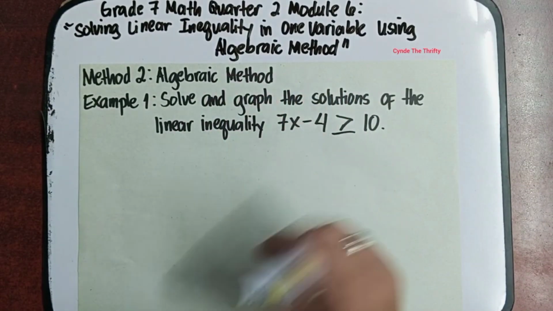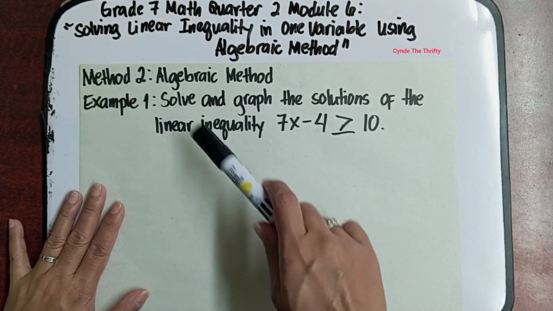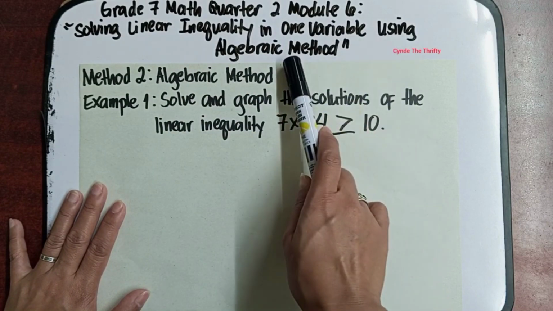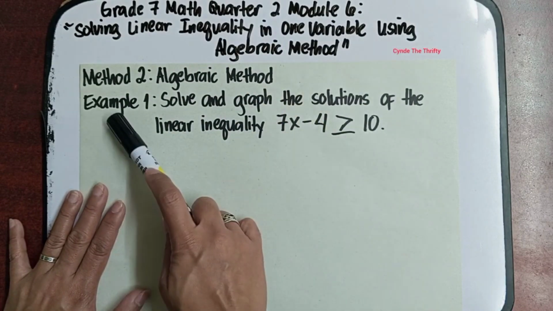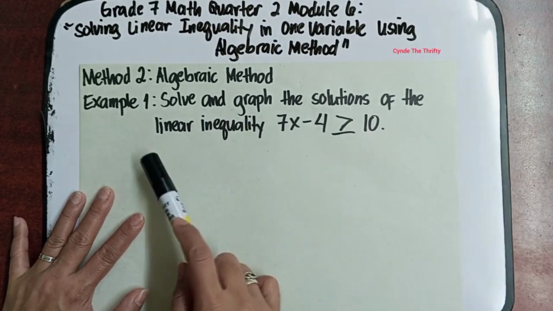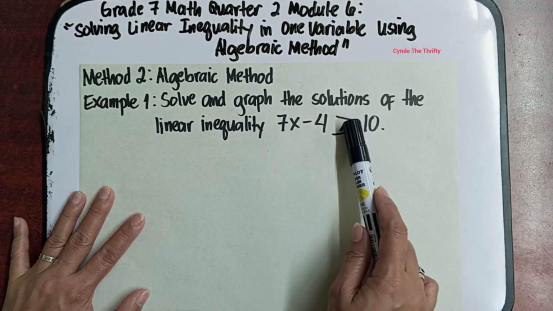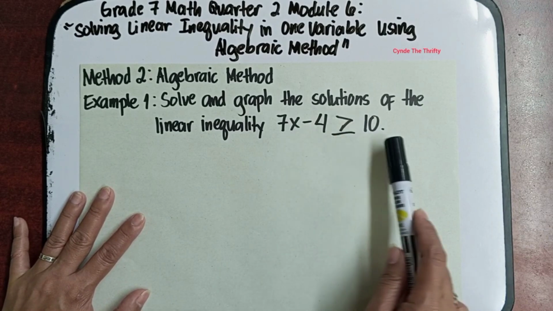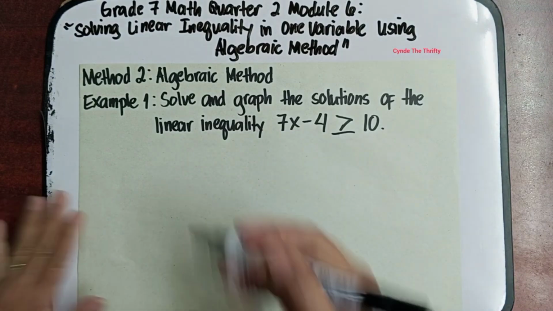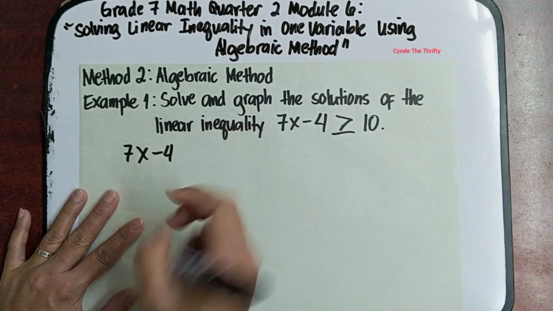So ngayon, punta na tayo sa method number 2, algebraic method. Paano natin kukunin ang solution ng linear inequality in one variable gamit ang algebraic method. Okay, meron tayong example dito. Solve and graph the solutions of the linear inequality 7x minus 4 is greater than or equal to 10. Okay, so isolve natin ang inequality na ito. So, paano natin siya isolve? So, 7x minus 4. Okay, paano natin siya isolve?